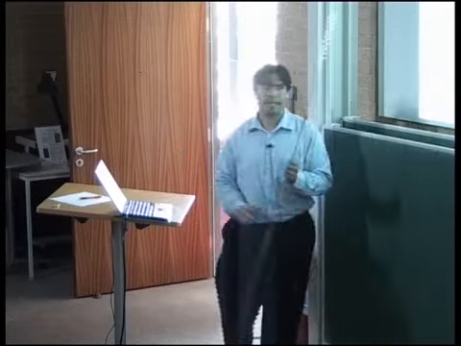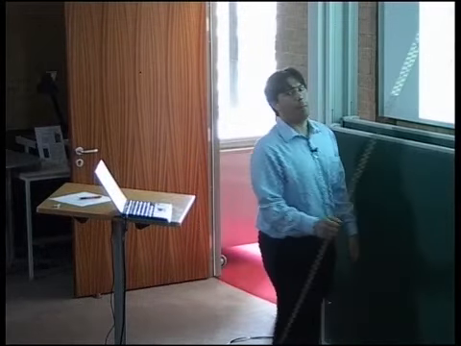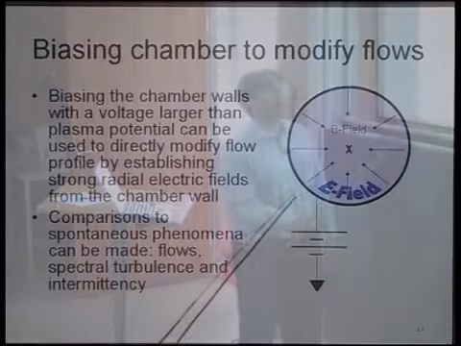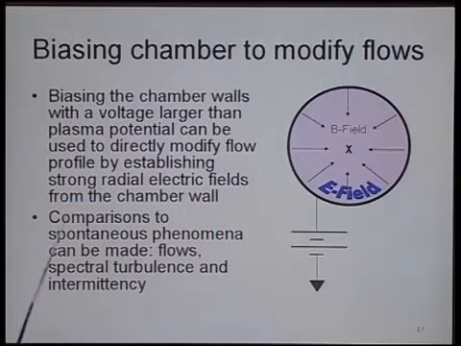Yes. So basically, what we're doing is applying electric fields. If we positively bias, we're imposing strong electric fields pointing radially inward. If we negatively bias, ideally we're creating electric fields that point radially outward. So this is a way of, rather than relying on the spontaneous flows that we see, actually creating our own flows that we can somewhat control.